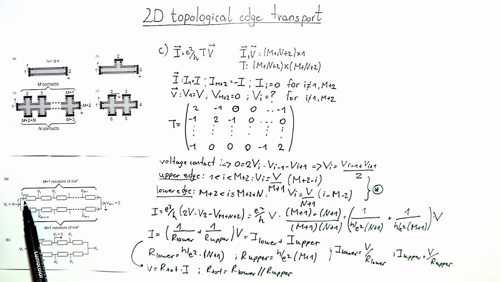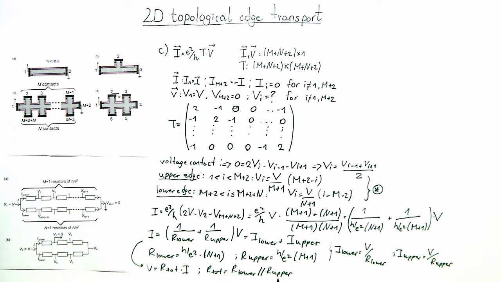Therefore, the total resistance of, say, the upper edge is just given by the number of edge segments along that edge times the resistance quantum. So that's here R upper. And the same is true for the lower edge, that's then R lower. So the total resistance is then just a parallel connection of R lower and R upper, right?